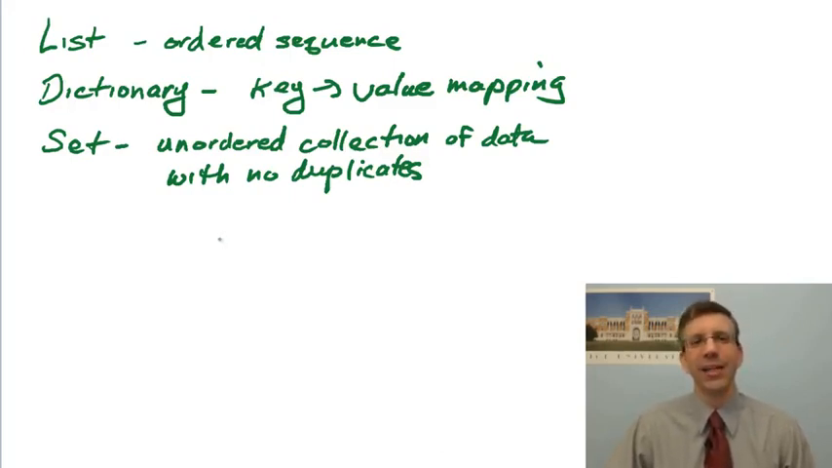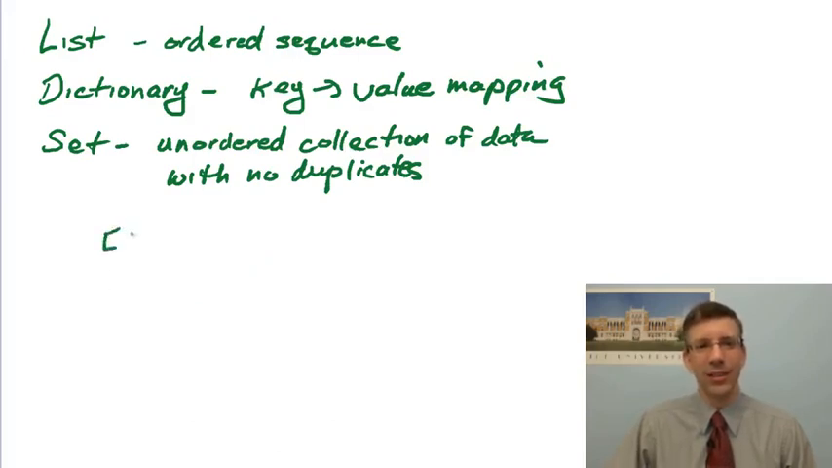Well, a set is kind of like a list. I can put a bunch of stuff in a set, but the fact that it's unordered and doesn't allow duplicates makes it faster to use than a list. So if I don't care about ordering and if I'm not going to have duplicates, then I should use a set.